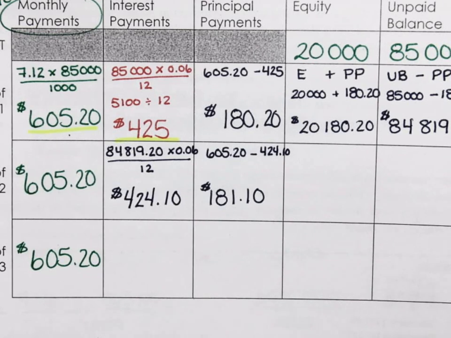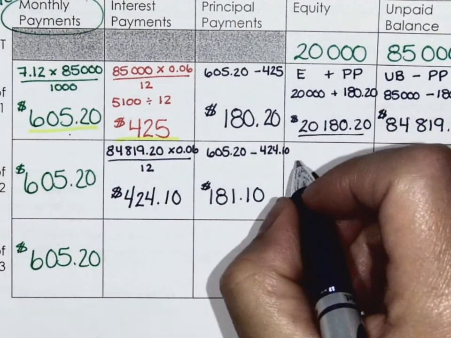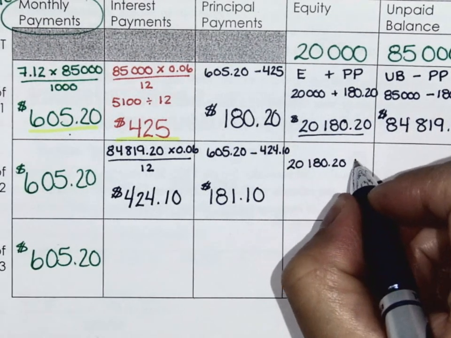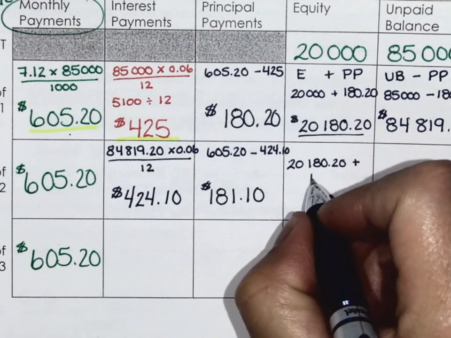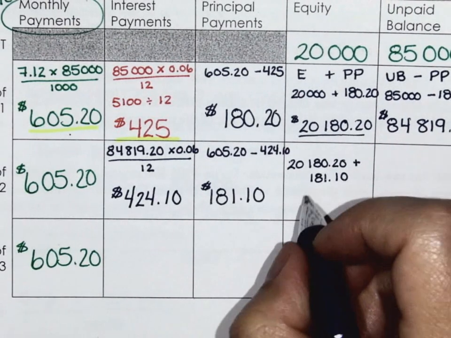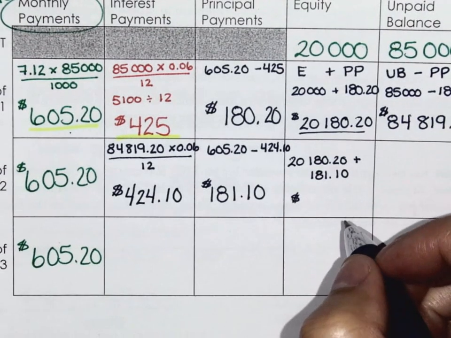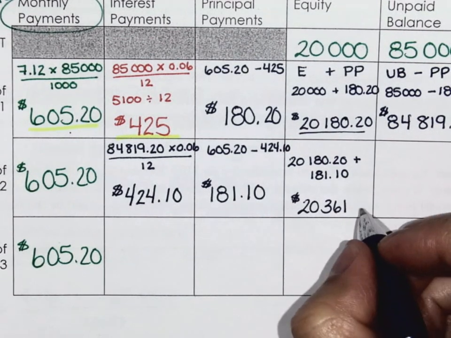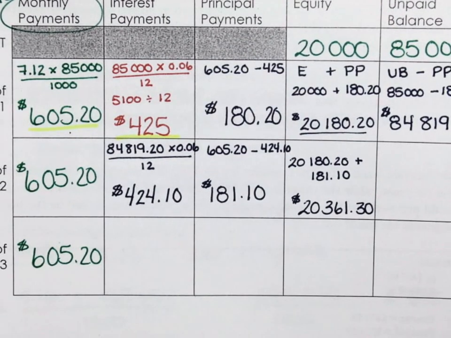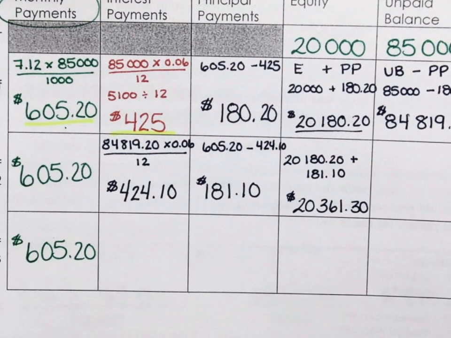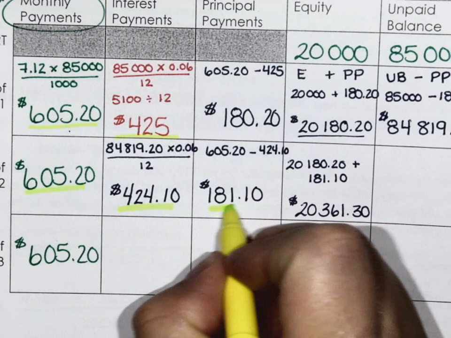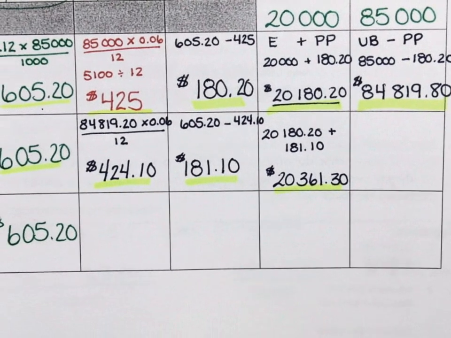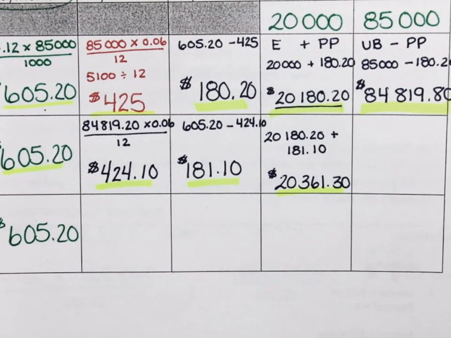So now your equity was here before, so you're going to take your $20,180.20 plus your principal payment, $181.10, and you're going to get $20,361.30. I'm just underlining the things that are the answers, just so you don't get confused.